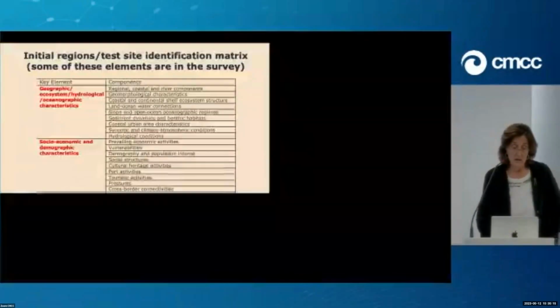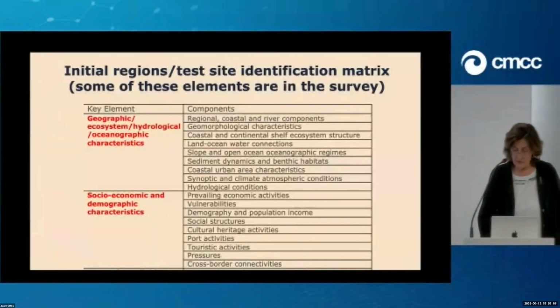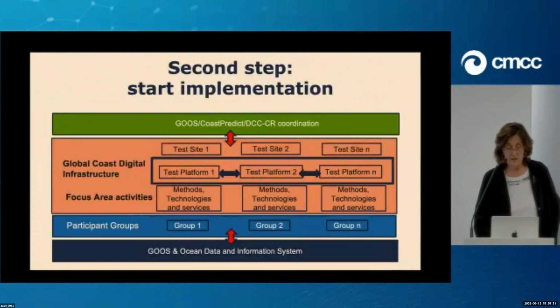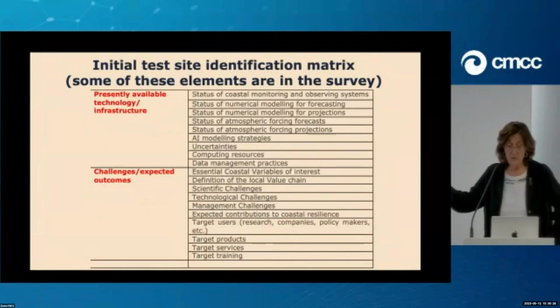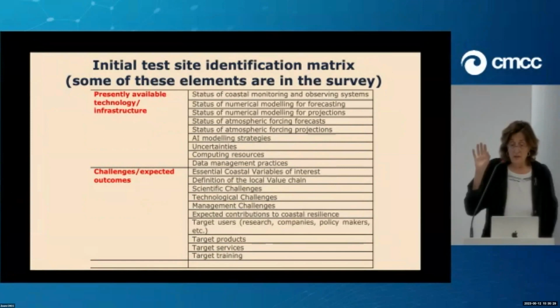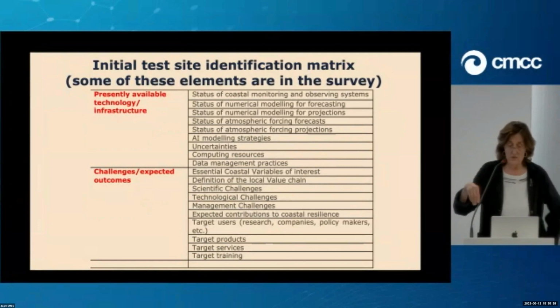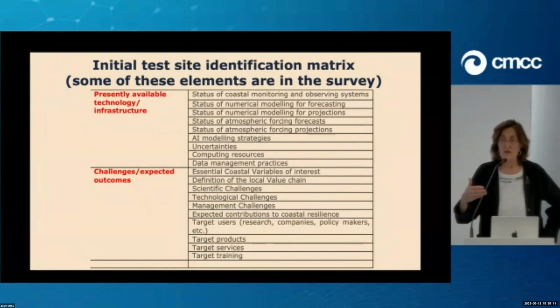Yes, in fact we tried to take that point, which was very important because we need to show success somewhere, otherwise it's too difficult. We took it by asking what infrastructure is presently available: the technology infrastructure, the status of coastal monitoring and the observing system in that area, numerical modeling, projections, atmospheric forcing, all of which give us an idea of what the state is.